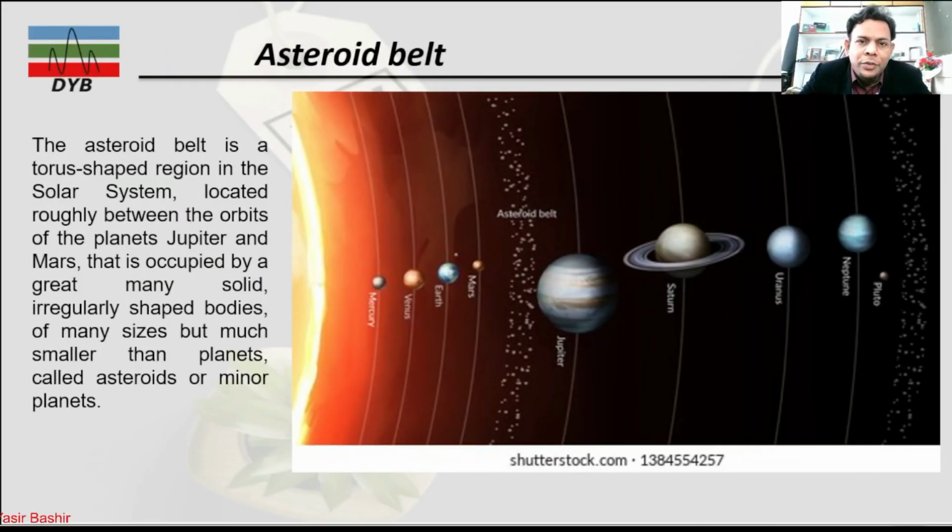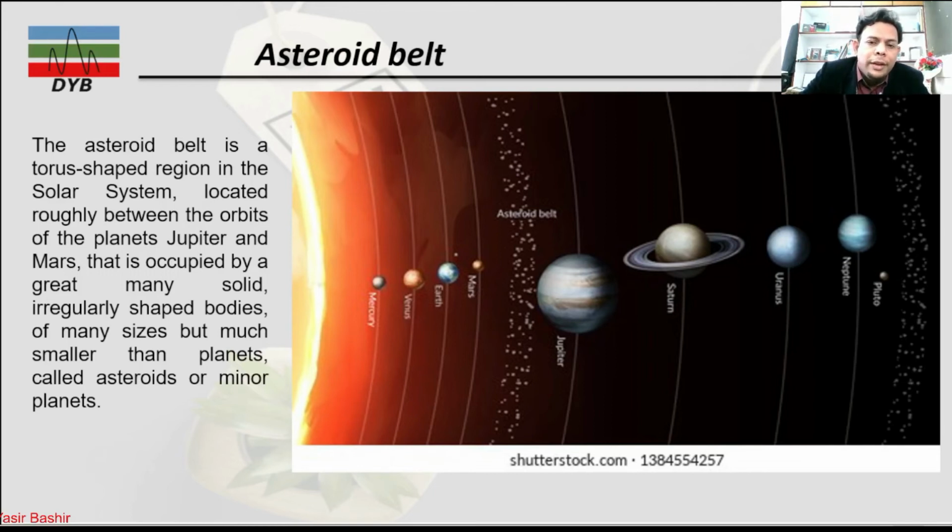So other than the planets, we have some asteroids. Looking at the asteroids, where do they exist? The asteroid belt is a torus-shaped region in the solar system, located roughly between Jupiter and Mars. It is occupied by a great many solid, irregularly shaped bodies of many sizes, but much smaller than a planet, which are called asteroids, or some scientists also call them minor planets.